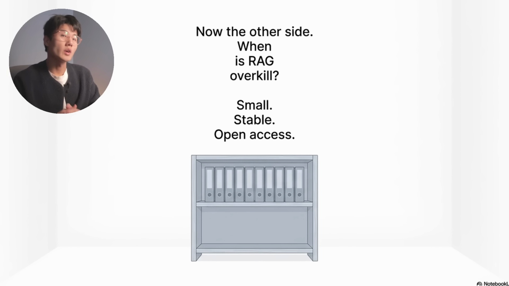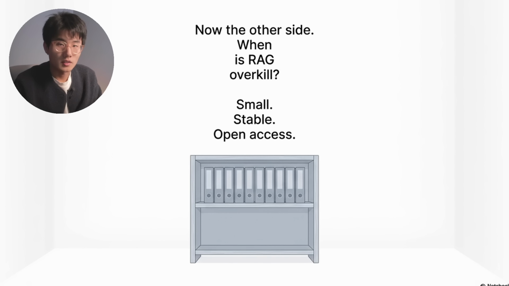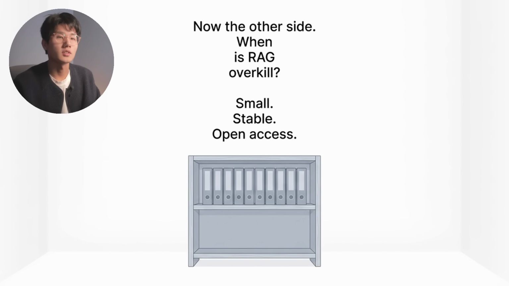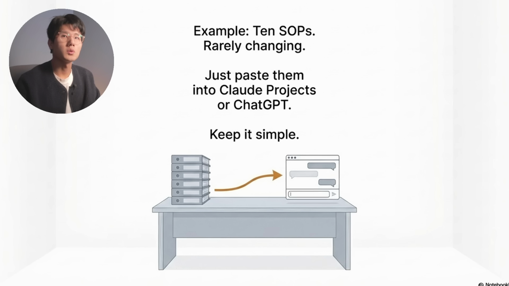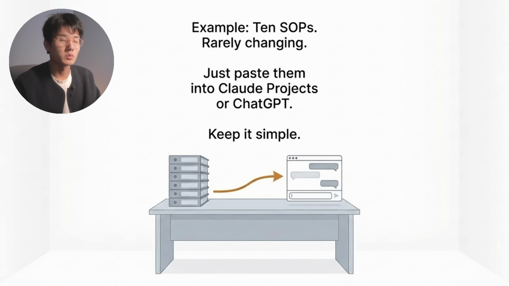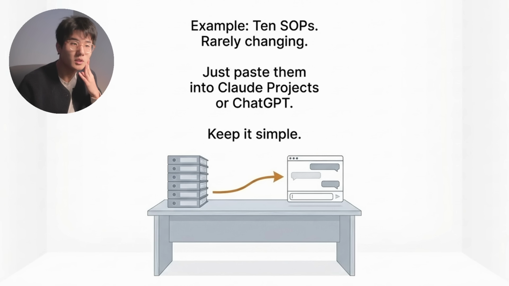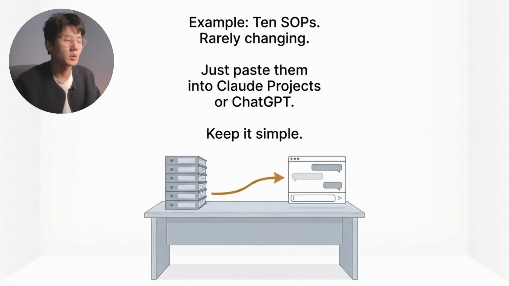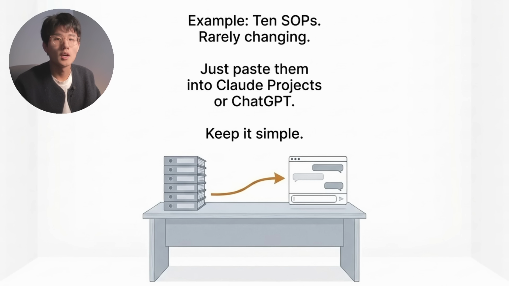Okay, then when is RAG overkill? You might have probably guessed it, right? When your library is small, stable, and everyone has the same access. Say, for example, your company has 10 to 15 SOPs that rarely change and you just want to chat with them, just paste them into Claude Projects or ChatGPT. You don't need that kind of infrastructure for this one. You can keep it simple.